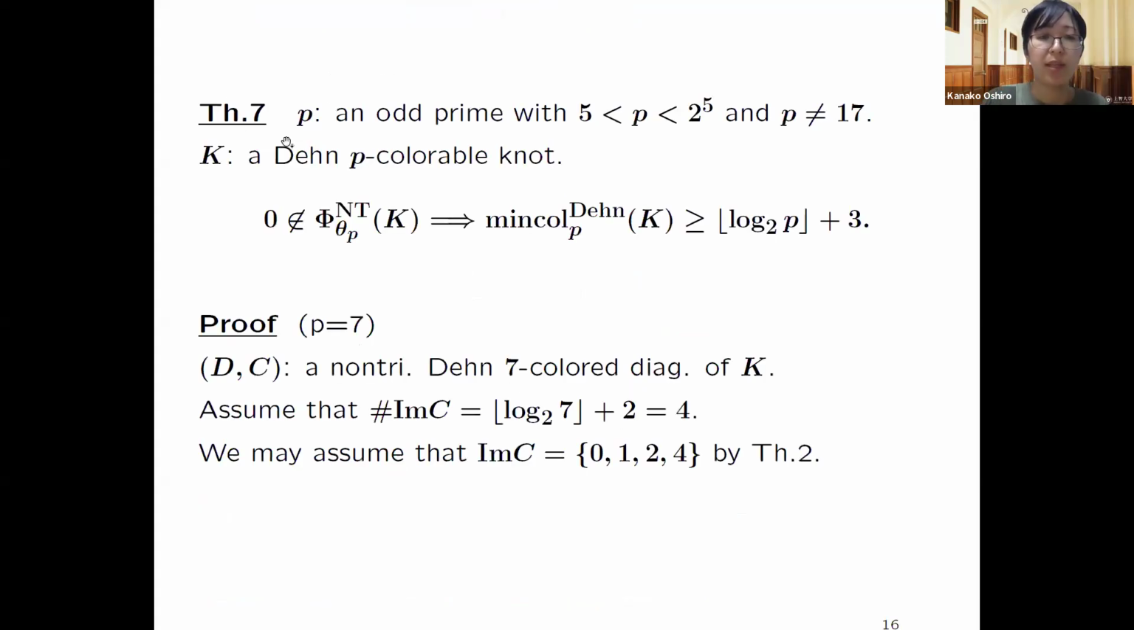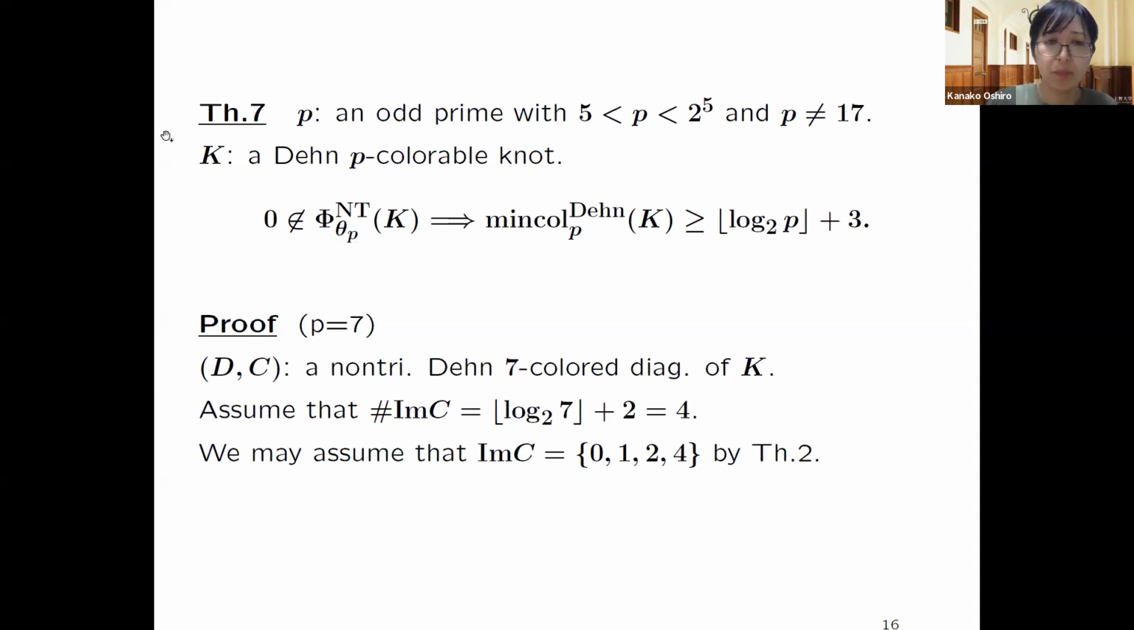So next, let's see theorem 7. This is a new theorem. Let p be an odd prime number with p greater than 5 and less than 2 to the 5th power, and p not equal to 17. Let K be a DMP p-colorable knot. If this cocycle invariant doesn't include 0, then the minimum number of DMP p-colors of K is greater than or equal to the floor of log base 2 of p, plus 3.